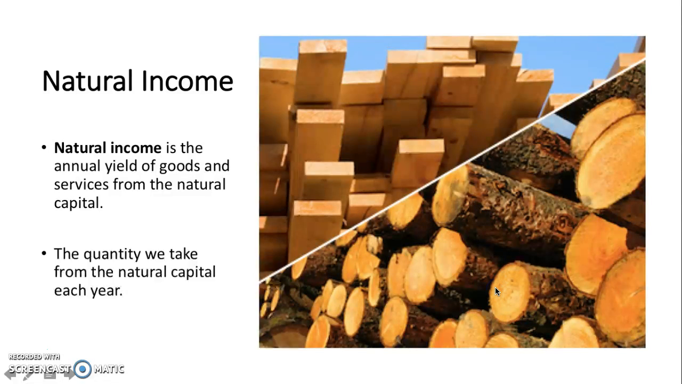Okay. Then we look at natural income. So natural income is the annual yield of goods and services from the natural capital, and I find that a little quite wordy. So it's really the quantity or the amount that we take each year from the natural resources available. So if we cut down 5 trees from a specific area every year, that's our natural income.